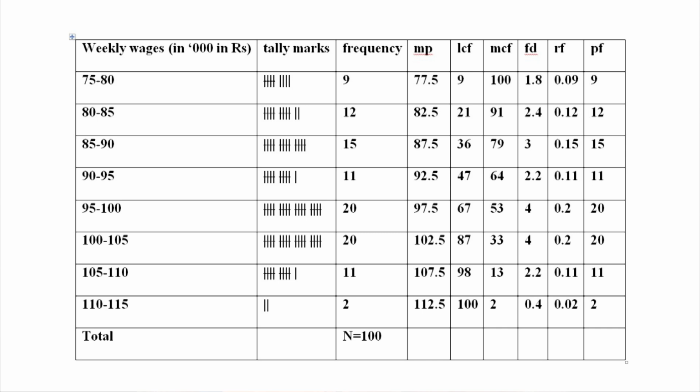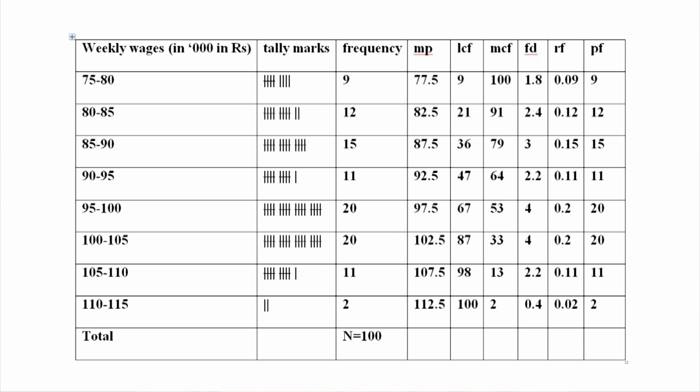Then for the class 85 to 90, the more than cumulative frequency is 91 minus 15, which is equal to 79. Similarly, proceeding, the more than cumulative frequency values are 64, 53, 33, 13 and 2. The more than cumulative frequency is as in column 6 of the table.